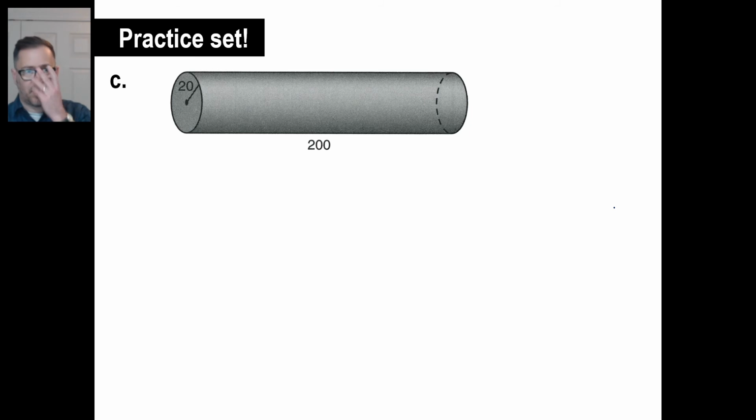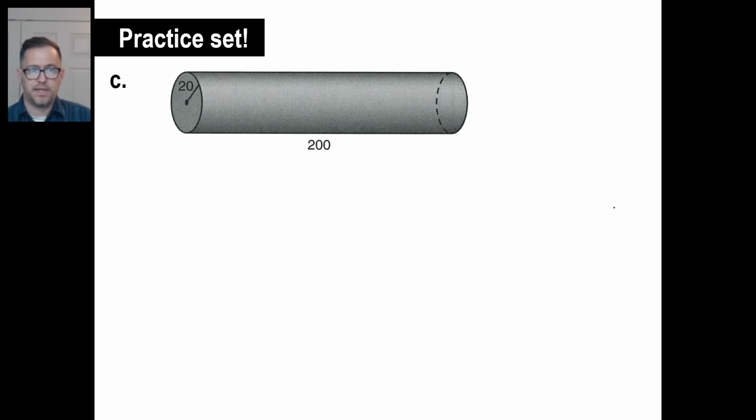Hint. Turn C like this. Turn it 90 degrees. So turn your whole book like that. So the 20 is like the top of the cylinder. And the 200 is the height of the cylinder. So do that first. Okay.